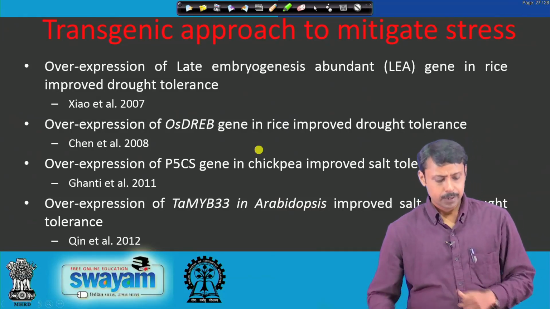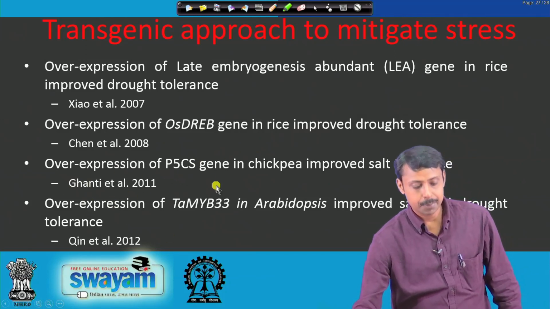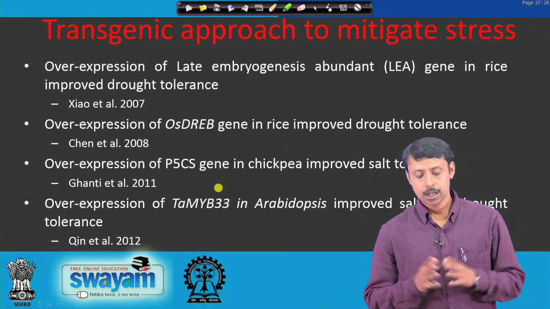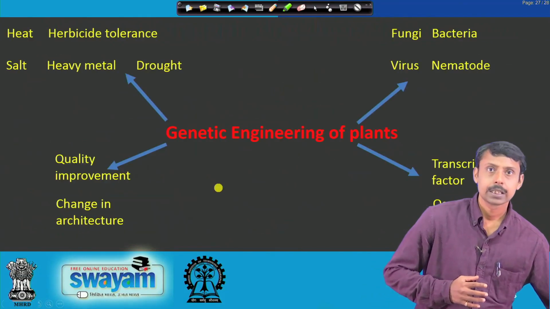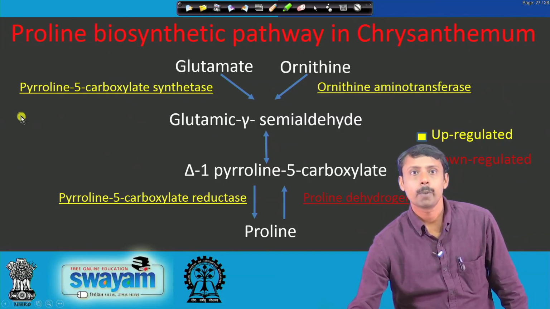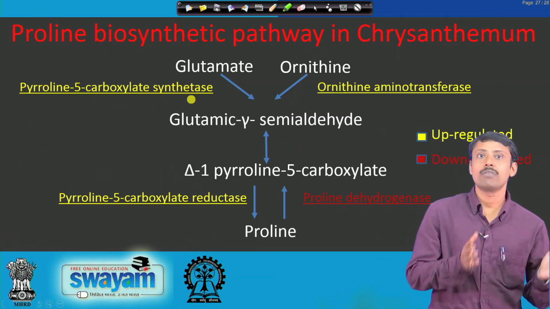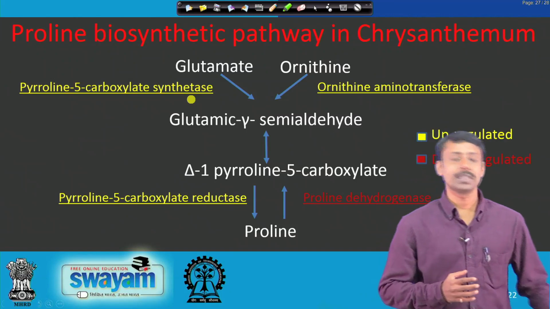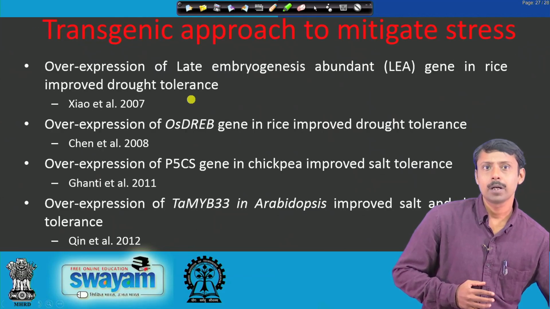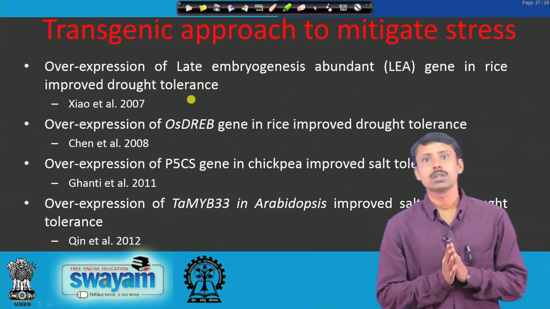In another study by Ghonti et al. in 2011, they overexpressed the P5CS gene. What is P5CS? It is a gene involved in proline biosynthesis. Here you can see that P5CS, that is pyrroline 5 carboxylate synthetase, is the first enzyme which converts glutamate into glutamic gamma semialdehyde. So, this group of scientists, Ghonti et al., basically overexpressed this particular gene in chickpea, and they found salt tolerance.